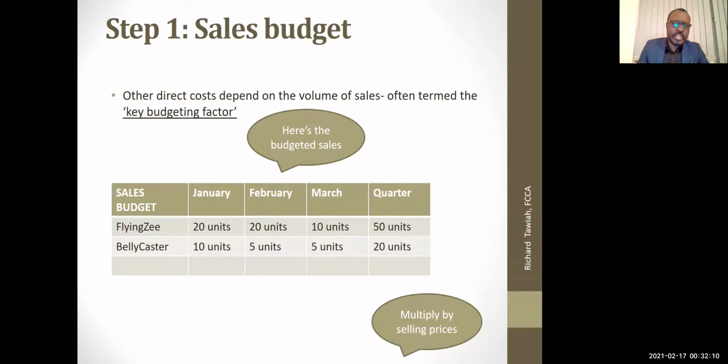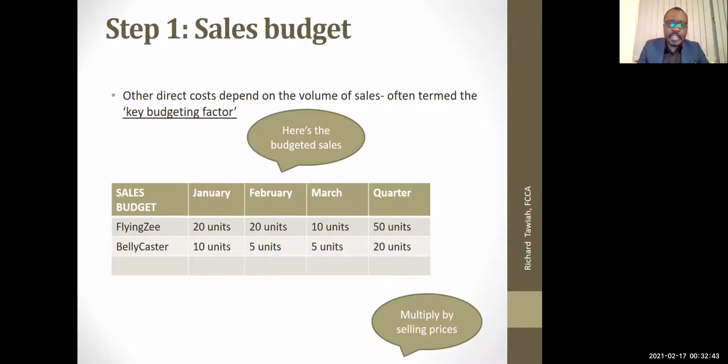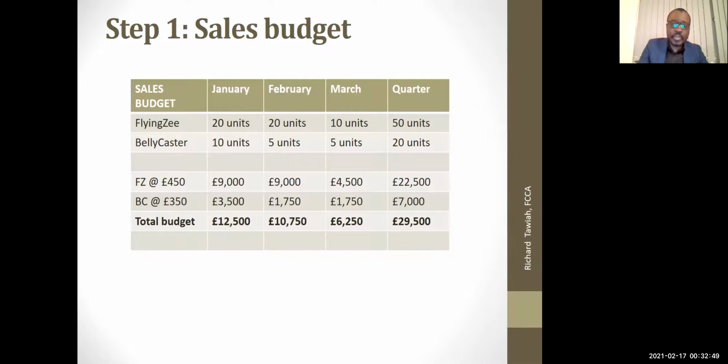Using some examples, let's say we are dealing with just the first 3 months, January, February, March. So in the first quarter, Flying Z will produce and sell, assuming production and sales are the same, 20, 20, and 10, and then 10, 5, 5. So we're producing 50 units and 20 units respectively for the quarter for Flying Z and Bellycaster. If we know the selling prices, which we said are 450 and 350, it's easy to prepare the sales budget. If we know the prices, we just multiply. So we realize that these are the figures.